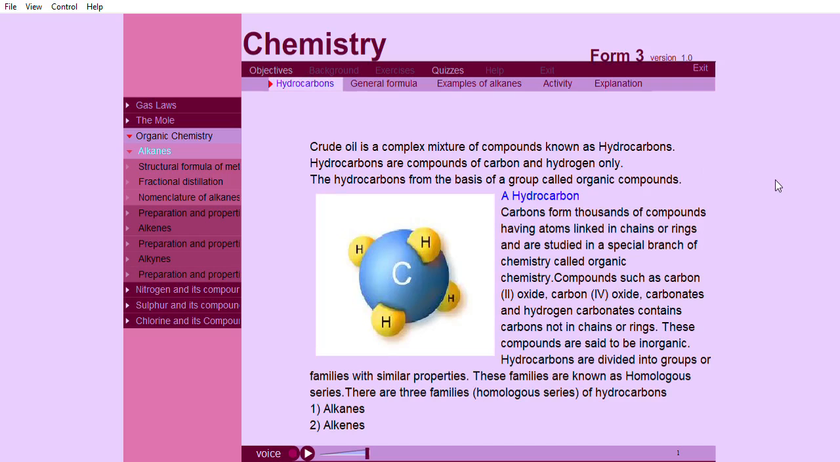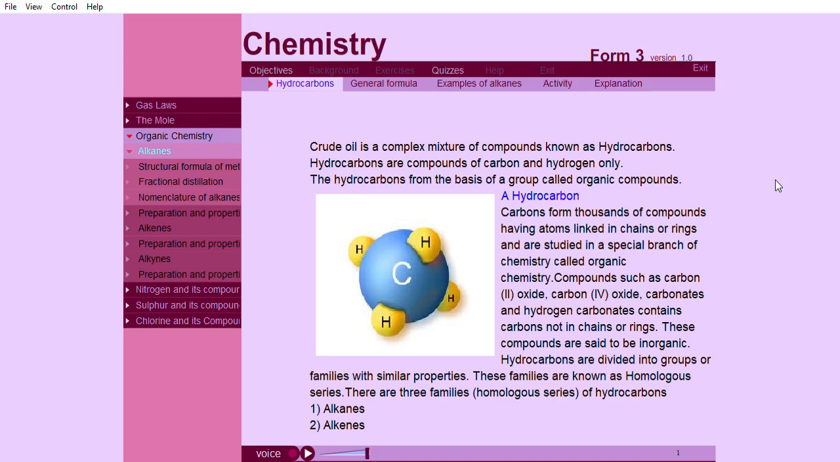Crude oil is a complex mixture of compounds known as hydrocarbons. Hydrocarbons are compounds of carbon and hydrogen only. The hydrocarbons form the basis of a group called organic compounds. Carbon forms thousands of compounds having atoms linked in chains or rings, and these are studied in a special branch of chemistry called organic chemistry. Compounds such as carbon(IV) oxide, carbon(II) oxide, carbonates and hydrogen carbonates contain carbon not in chains or rings. These compounds are said to be inorganic.